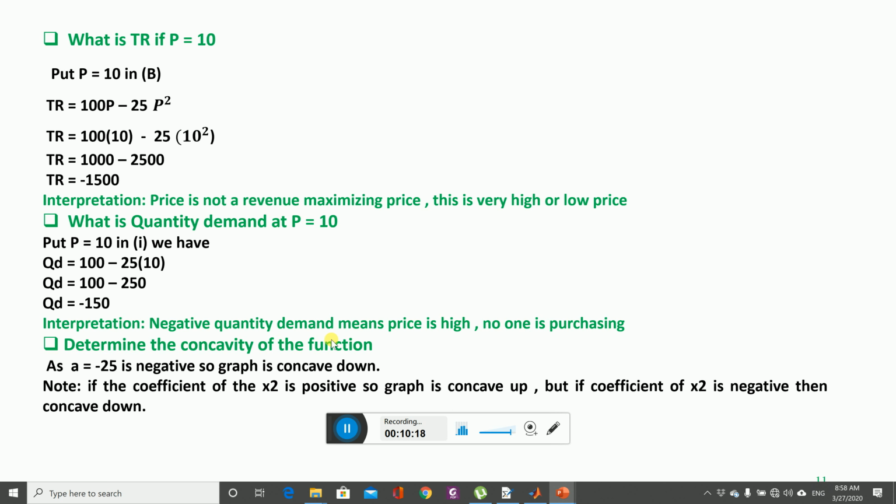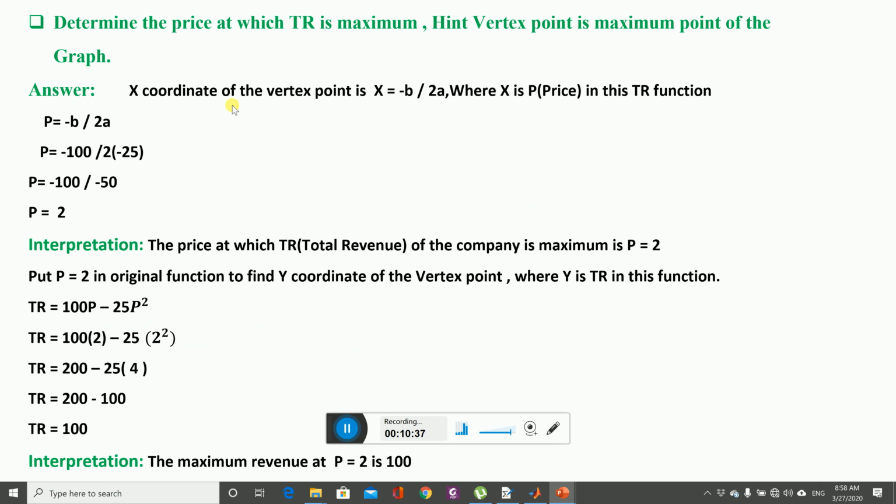Determine the concavity of the function. So as a is minus 25, the coefficient of x square is negative, so the graph is concave down. Note, if the coefficient of x square is positive, the graph is concave up, but if the coefficient of x square is negative, then the graph is concave down.